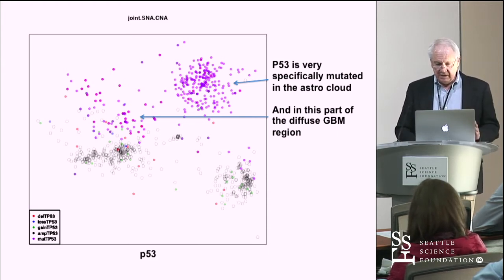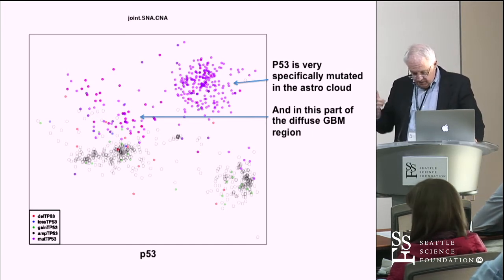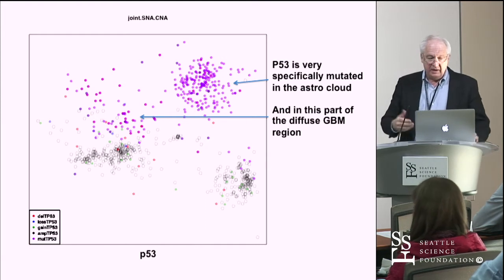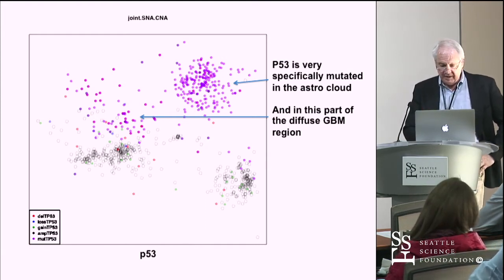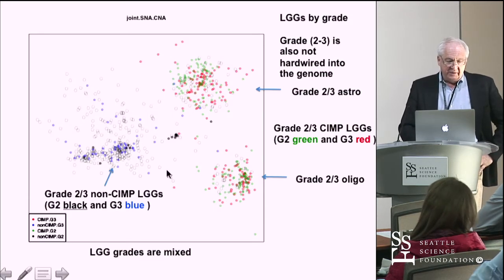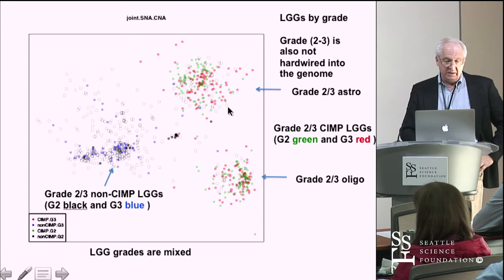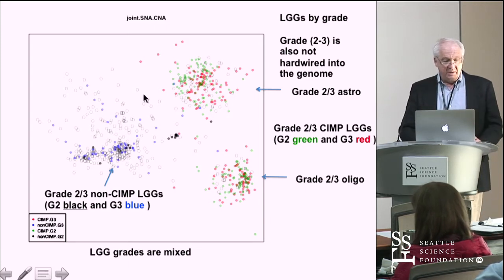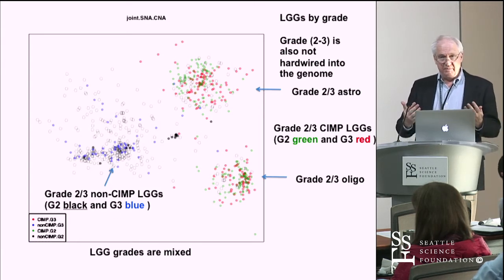Okay, so there's a couple other points you made. One, someone discussed this issue of progression, and so from grade 2 to grade 3, is that structured in the genome or not? And basically, the answer to that is no. So, on this side, the SIMP low-grade tumors, grades 2s and 3s, in red and green, are completely mixed together. And in the non-SIMP regions, the grade 2s and 3s, which are blue and black, are also not segregated.